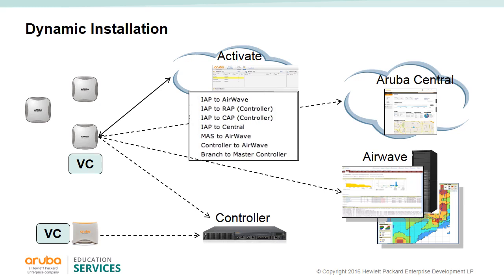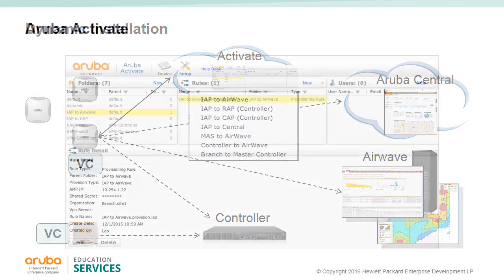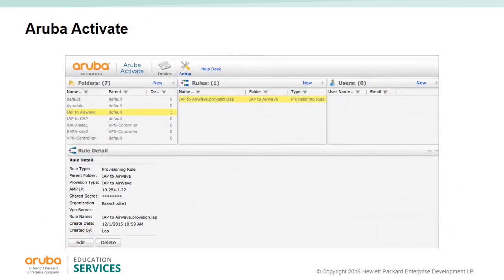You have 2 choices for central management: Airwave or Aruba Central. Aruba Activate is a cloud-based service that helps you deploy Aruba devices and maintain inventory.